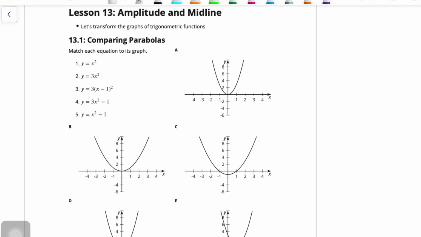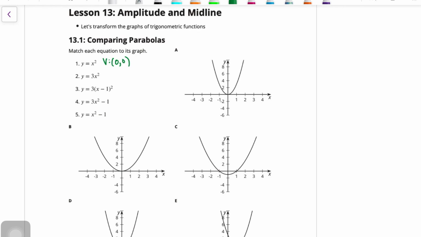Okay, let's take a look at Unit 6, Lesson 13, Amplitude and Midline. So 13.1, we're comparing these parabolas. And so the first one, we're matching each equation to the graphs. The first one is y equals x squared. So our vertex is at the origin. So it's got to be either A or B.